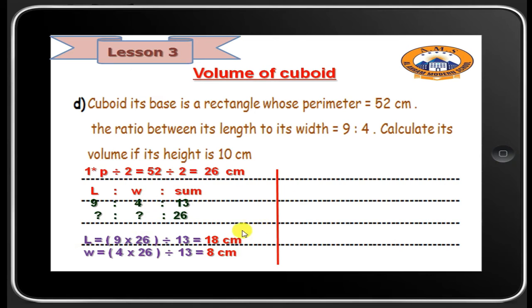I know the length and I know the width. Now I can calculate the volume of this cuboid. So the volume equals length times width times height. Making the substitution, 18 times 8 times 10, 10 is the height here, so that will give us 1,440 cubic centimeters.